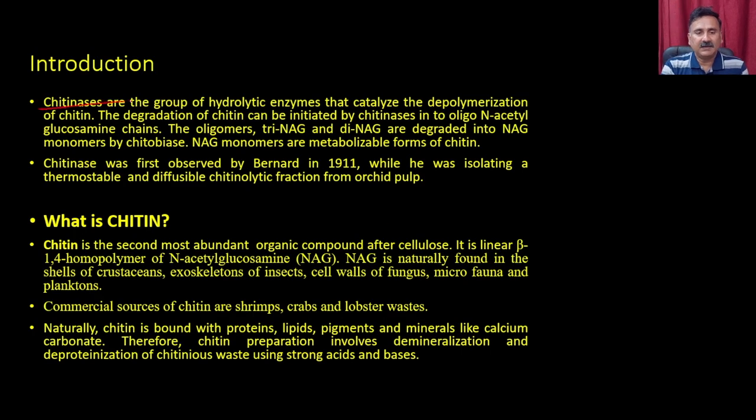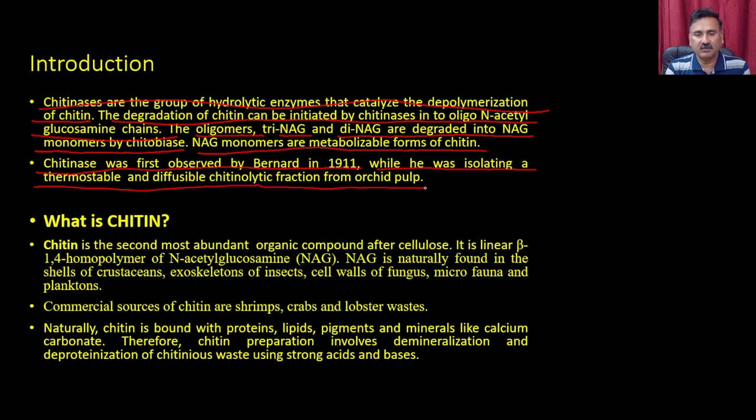Chitinases are a group of hydrolytic enzymes that catalyze the depolymerization of chitin. The degradation of chitin can be initiated by chitinases into oligo N-acetyl glucosamine chains. The oligomers NAG and DiNAG are degraded into NAG monomers by chitobiase, and NAG monomers are the metabolized form of chitin. Chitinases were first observed by Bernard in 1911 while he was isolating a thermostable and dissolvable chitinolytic fraction from orchid bulbs. So the question is, what is chitin?